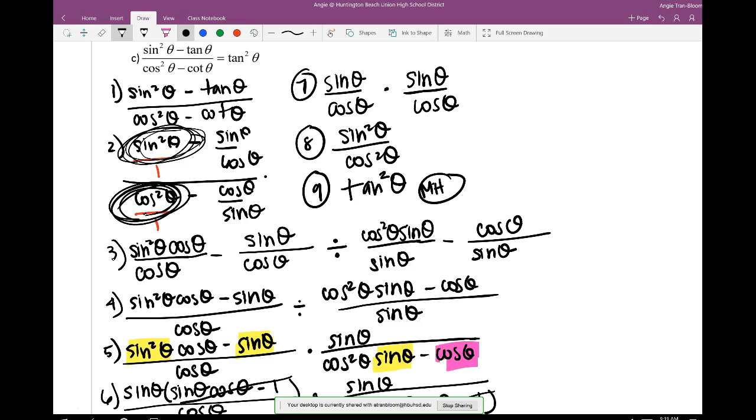Okay, so Katie said, hey, if it's right here, can I just write tangent times tangent? Sure, of course. Like I said, all 34 of you will have different solutions.